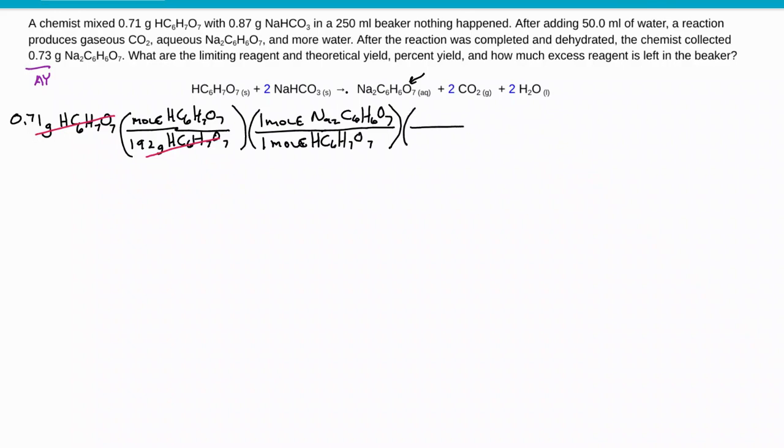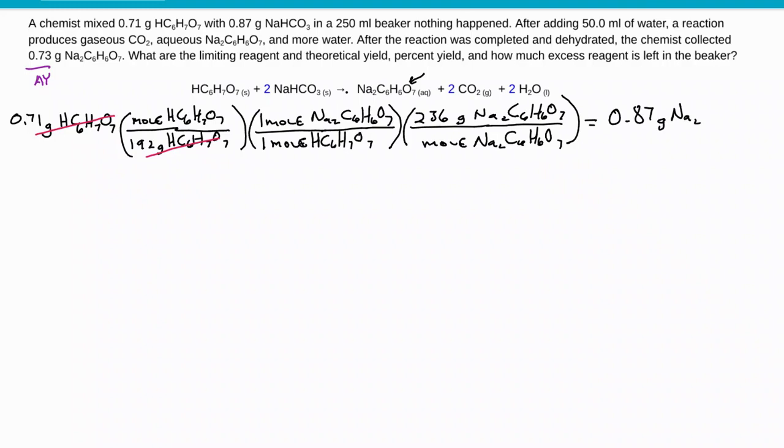So parenthesis, fraction bar, whatever unit's on top, put it on the bottom. Mole. Do not carry any numbers from the previous parenthesis, just the units. So disodium citrate Na2C6H6O7, and the molar mass of that is 236 grams per mole Na2C6H6O7. And after putting this in the calculator, you will determine that it is 0.87 grams disodium citrate.